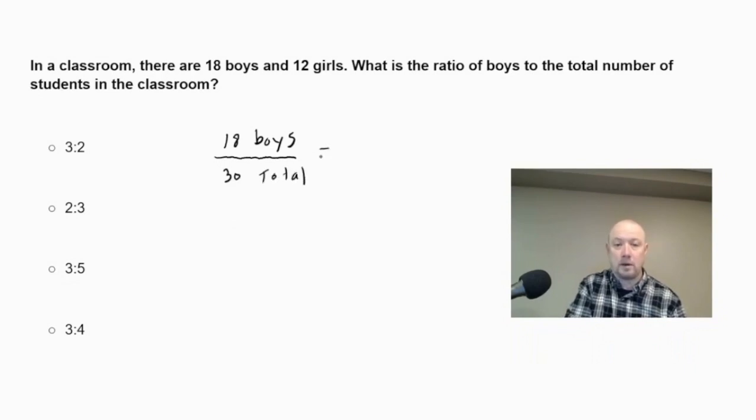And then what we want to do is reduce this down. So when we reduce this down, we can see that 6 will divide into both 18 and 30, so that means that we would get 3/5, which could be written 3/5 as a fraction. In ratio could be written 3:5, which would be our answer.